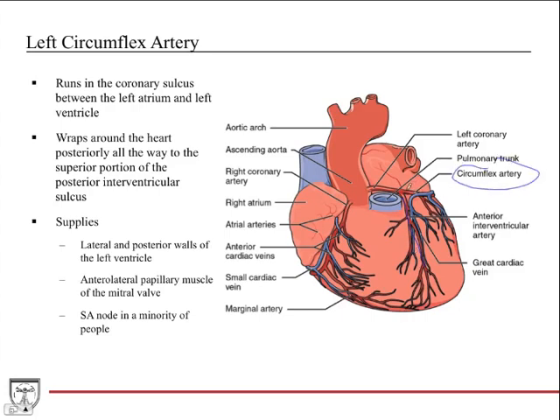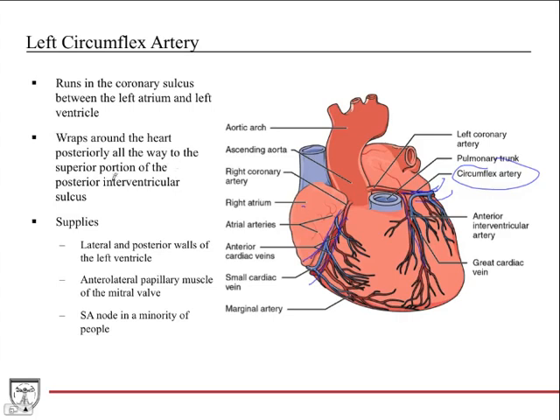Left circumflex: you have the LAD coming down this way, and then the left circumflex, as you can see here, is the other artery that branches off the bifurcation of the left coronary and wraps around the posterior aspect. It runs in the coronary sulcus, which is a depression in the surface of the heart that is between the atria and the ventricles, and it wraps around to even the posterior aspect. You can also see it here. Here's the coronary sulcus, with the right atrium here, the right ventricle, and that depression right here.